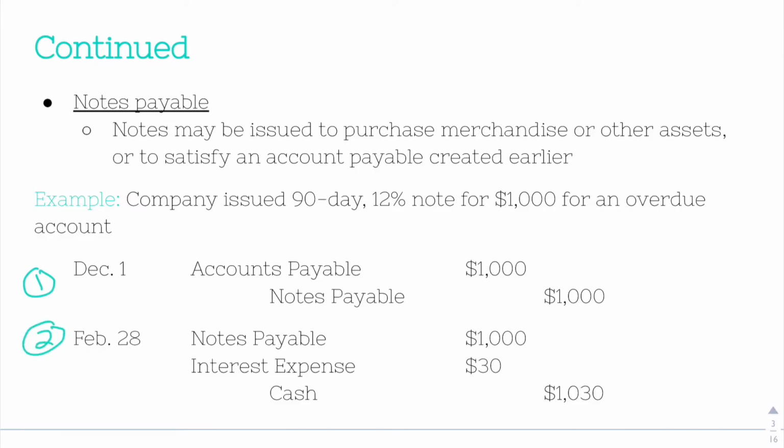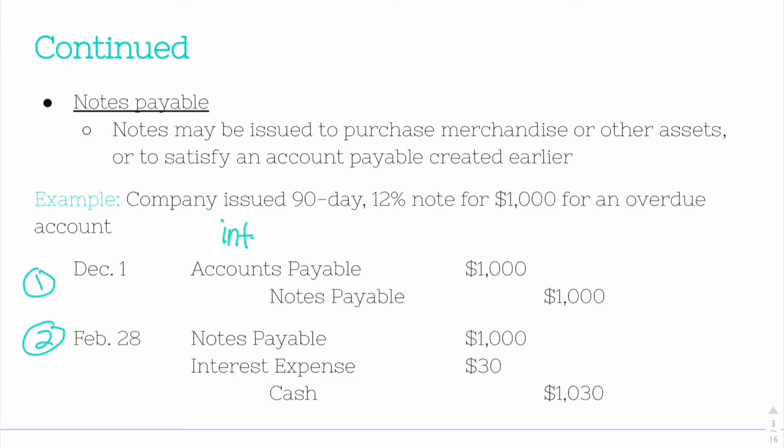Our second step would be to pay off the note when it comes due. So when it's due after the 90 days, the first thing we do is debit notes payable for $1,000. So that's the full face value of the note. We are getting rid of that liability because we're paying it off. So we debit notes payable for $1,000. With notes payable, there's also an interest expense involved.